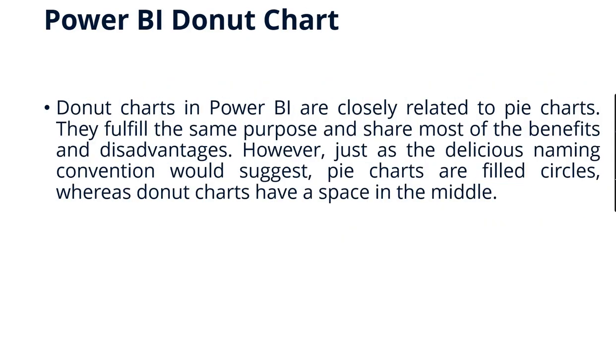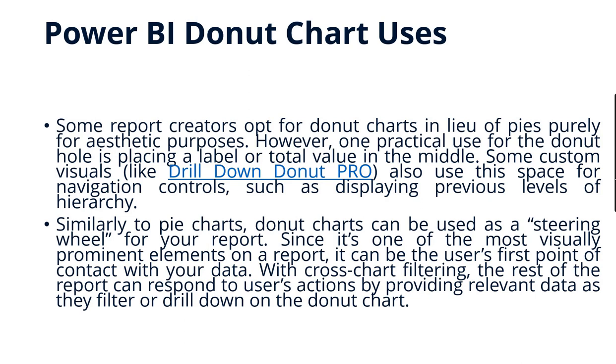Next one is the Power BI donut chart. Donut charts in Power BI are closely related to pie charts. They fulfill the same purpose and share most of the benefits and disadvantages. However, just as the delicious naming convention would suggest, pie charts are filled circles, whereas donut charts have a space in the middle. Some report creators opt for donut charts in lieu of pie charts purely for aesthetic purposes, because one practical use of the donut hole is placing a label or total value in the middle.